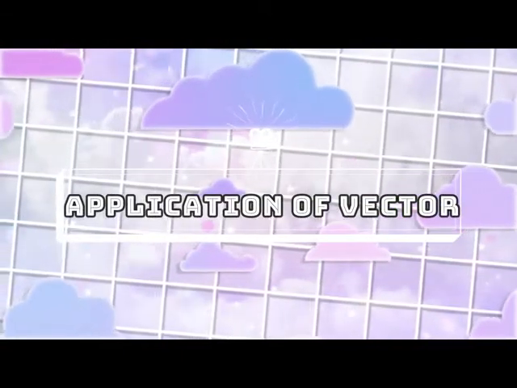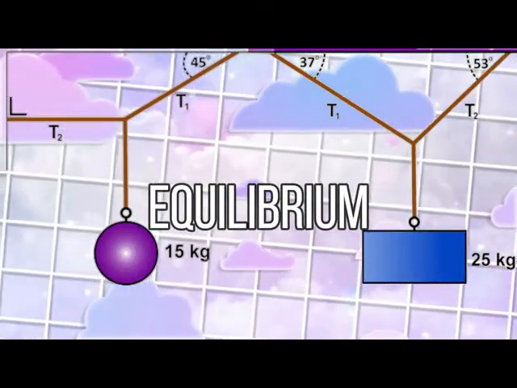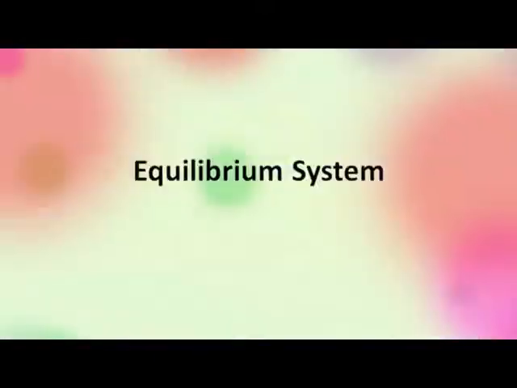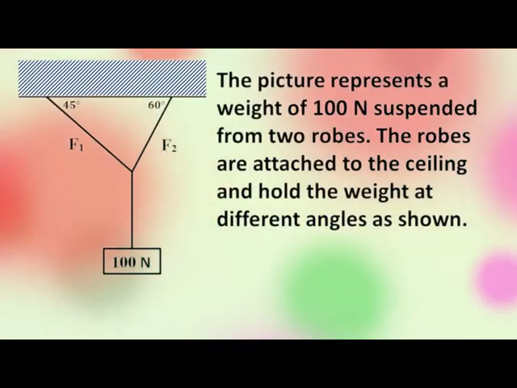One of the applications of vectors is to solve a physics problem about an equilibrium system. Let's check this video out. What exactly is an equilibrium system? Okay, let's jump to the example.